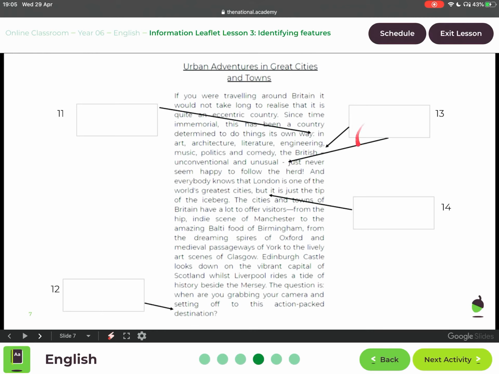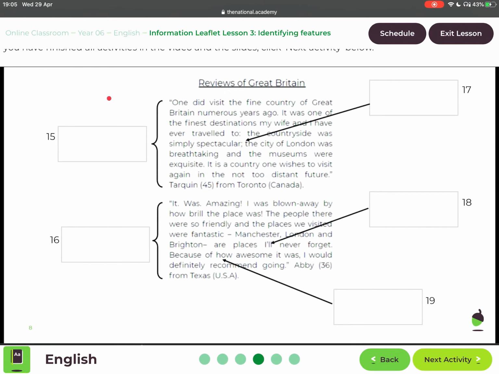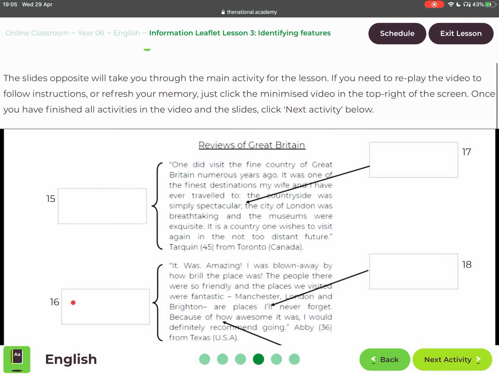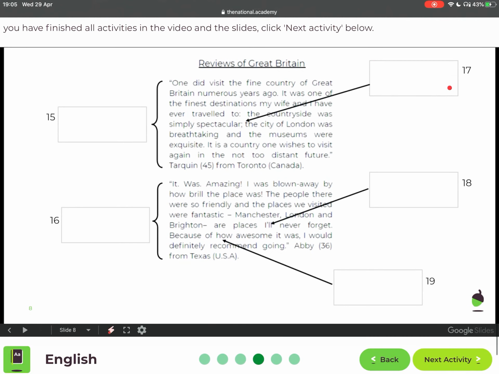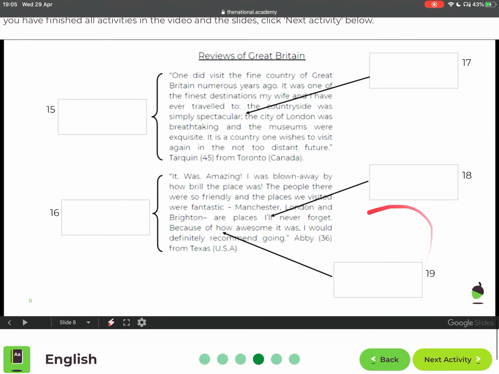This should be dashes, and this should be coordinating conjunction. And then here it would be formal, informal, semicolon, semicolon, and this one I can't remember. I'll have to check that.